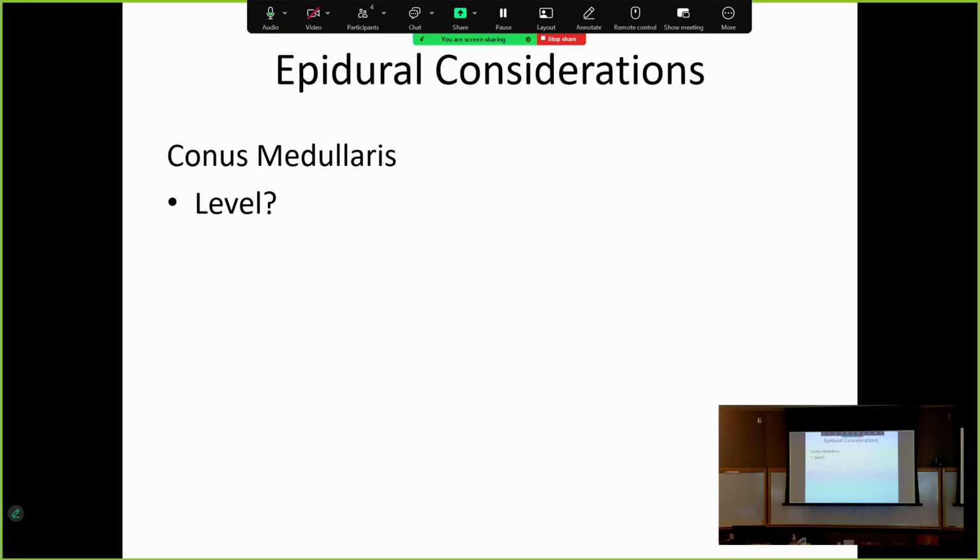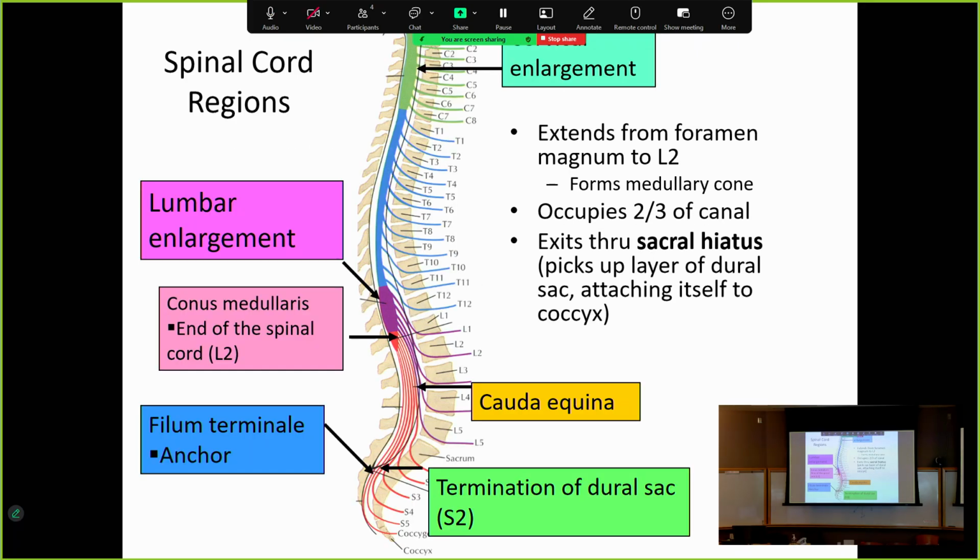Where does this typically occur? Do you remember from the reading or the lecture? About L1, L2. Okay, so normally cauda equina starts at about L1, L2. Conus medullaris ends, cauda equina begins. There it is drawn out, kind of at that L2 level. Below that, we just have the dural sac is still there, but we just have strands of nerve root.